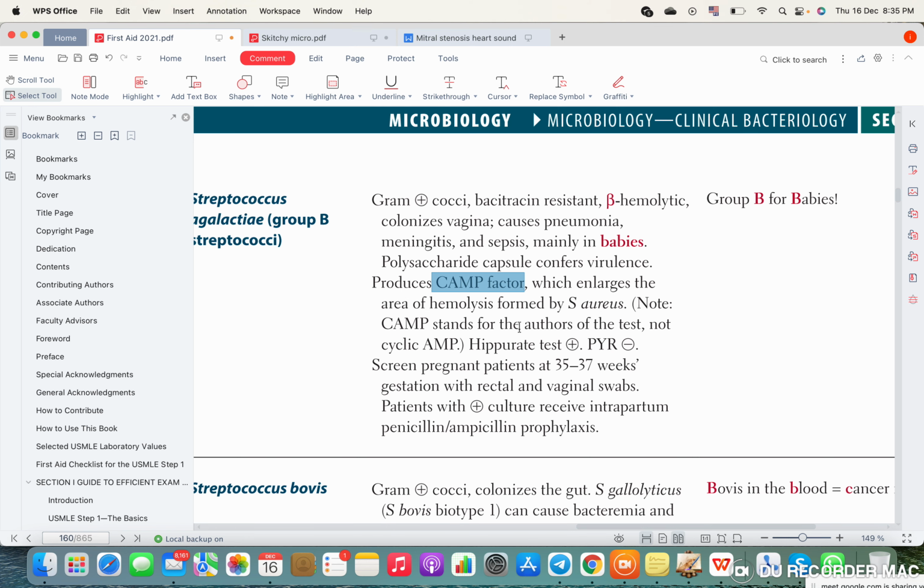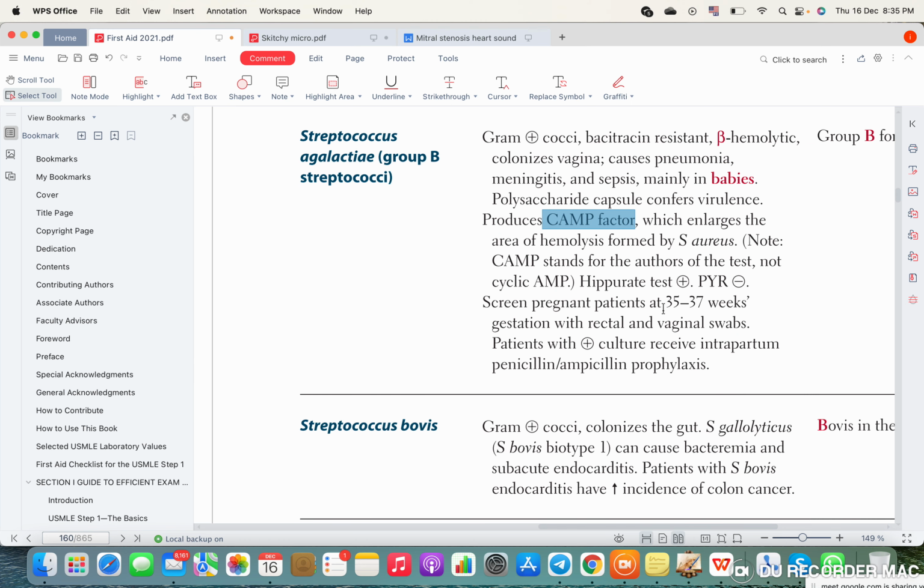It enlarges the area of hemolysis formed by the Staph aureus. That's why we have formation of the head of the arrow. Note, CAMP stands for the authors of the test, not cyclic AMP. It's not cyclic AMP. Hippurate test is positive, which was represented by the hippo on the Sketchy. It's bacitracin resistant, BYR negative, which is the same as saying bacitracin resistance.